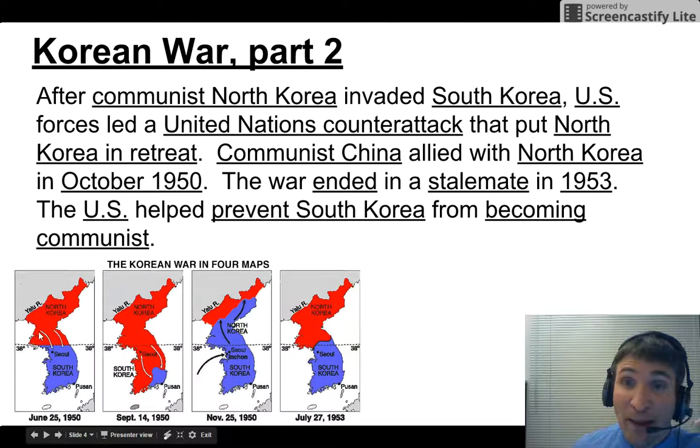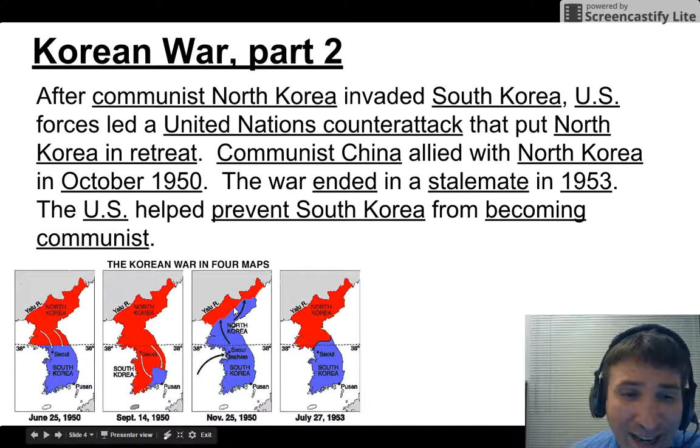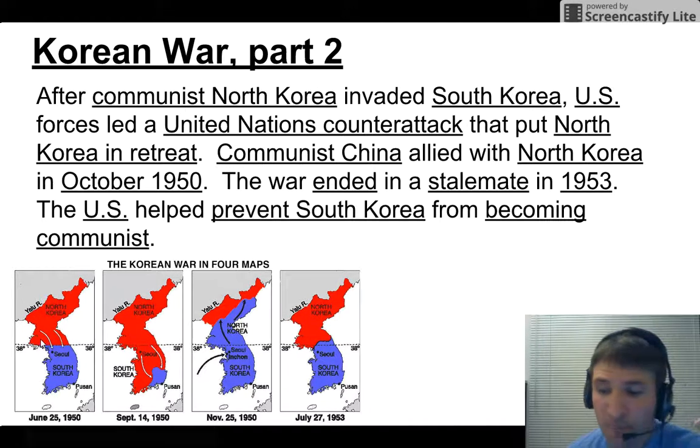So let's look at these maps. First, North Korea invades South Korea on June 25th, 1950. And then look at how far North Korea gets. But then the U.S. comes, and look at how far we push back North Korea. But then, look at this. It's the exact same map as we started.